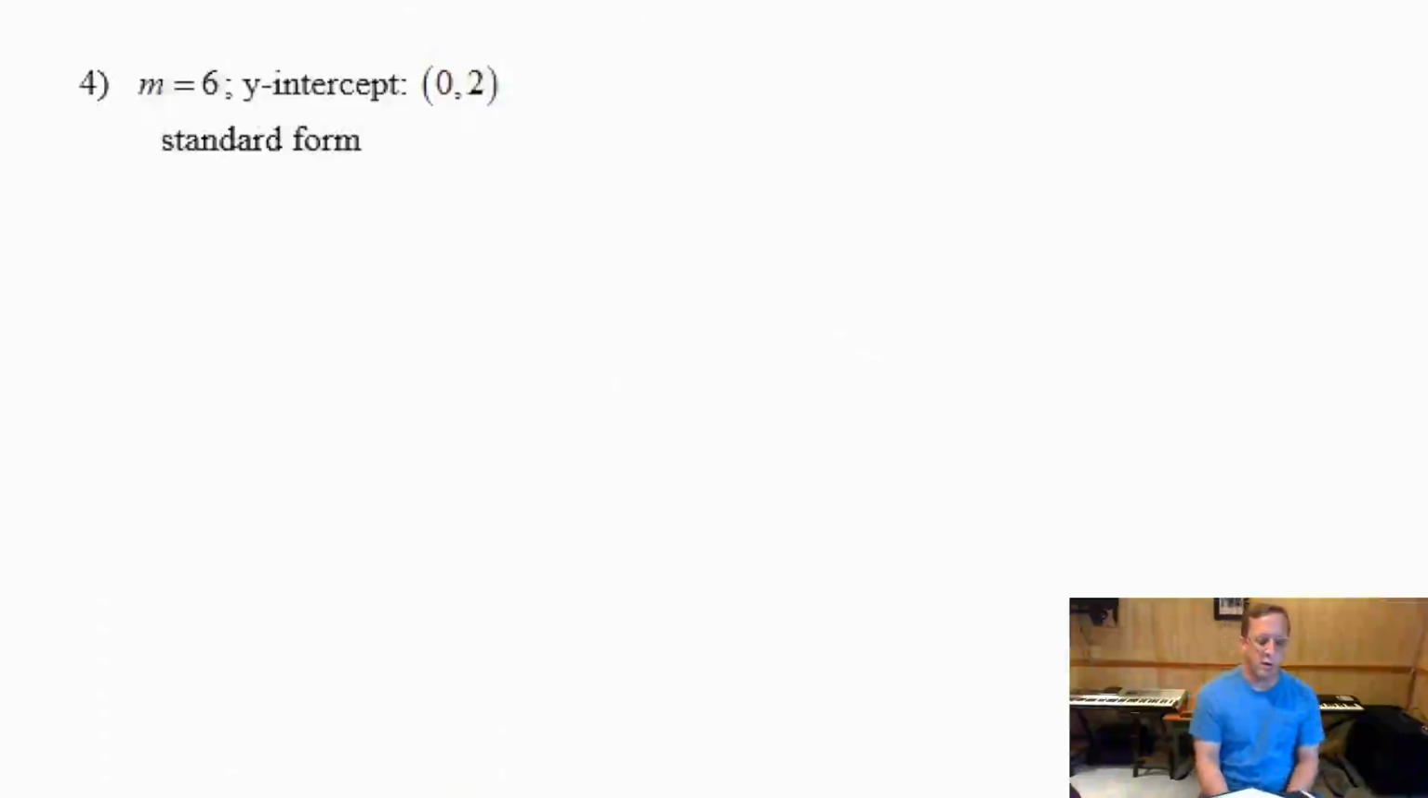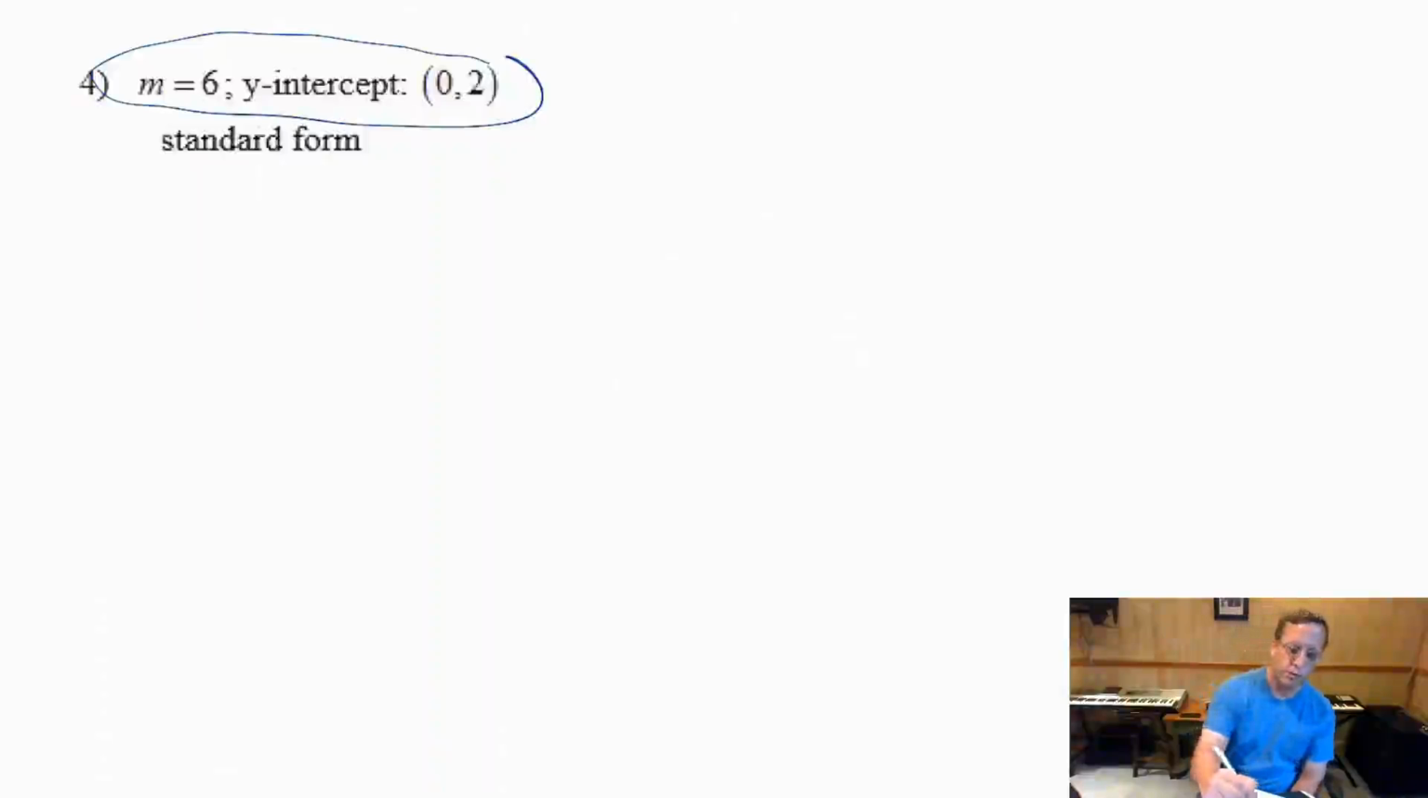All right, for number 4, it's asking us to get it into standard form. So let's go ahead and put it in slope-intercept form, because that seems to be all the information that we have. So we've got y equals 6x plus 2, all right?